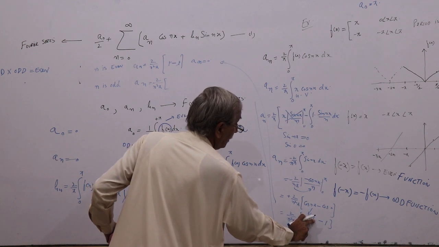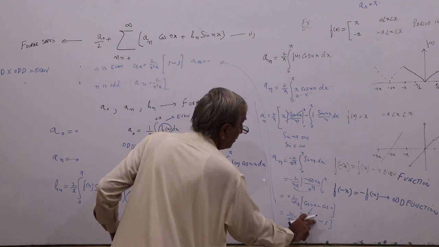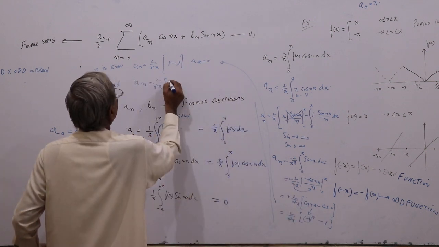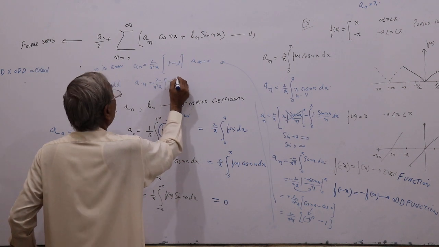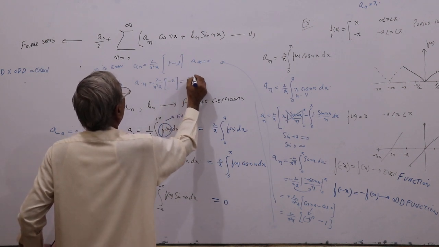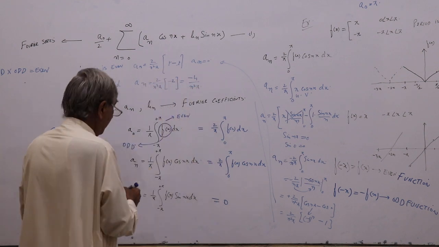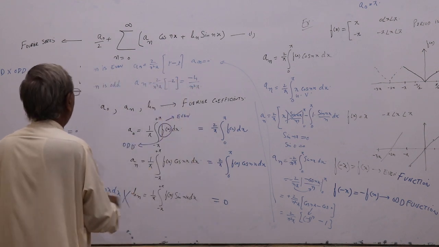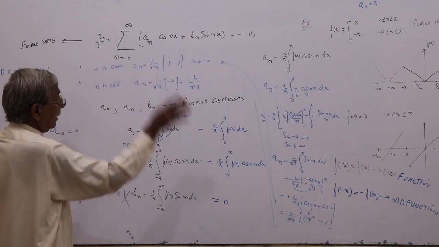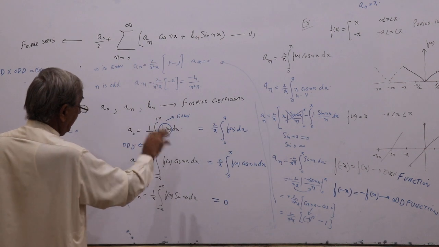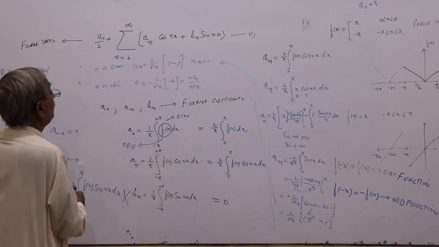If n is 1, it is minus 1. N is 3, minus 1. N is 5, minus 1. So minus 1 and minus 1 is minus 2. And your answer is minus 4 over n square pi. That is your an, but when n is odd. And I told you, when fx is an even function, then its bn is 0.